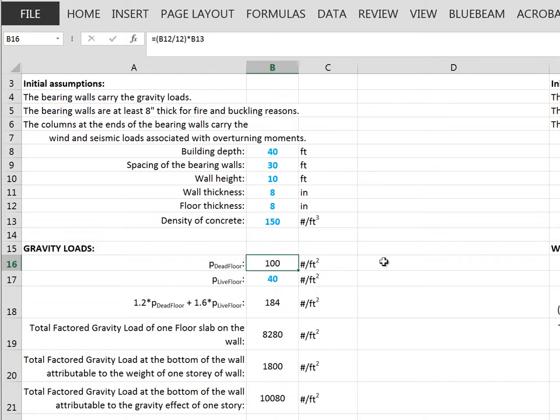And that sort of intuitively makes sense. A 12-inch thick slab would just create 1 cubic foot of material per every square foot of floor, so it would weigh 150 pounds. Something that's only 8 inches thick weighs 100 pounds a square foot. Again, we have this live load, and there's no formula because that's an input that we get from the code.